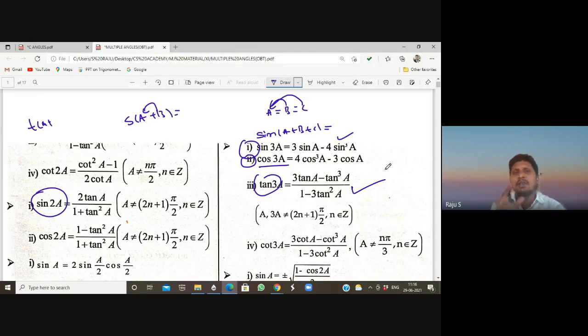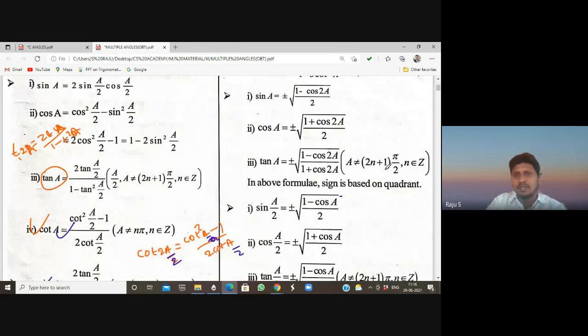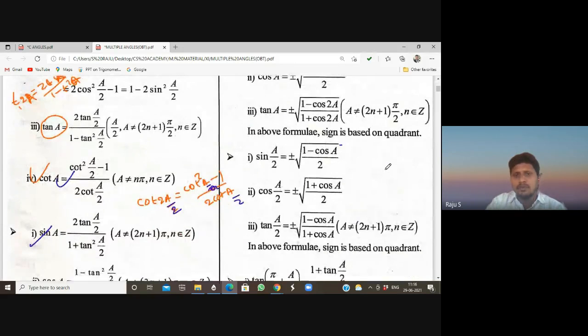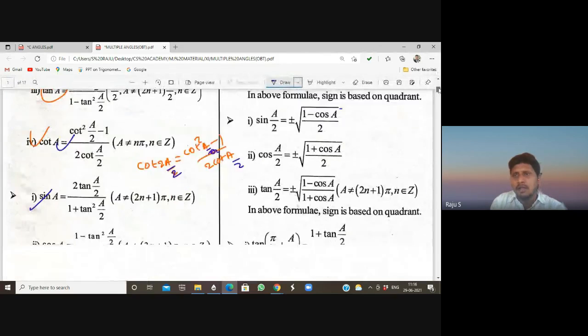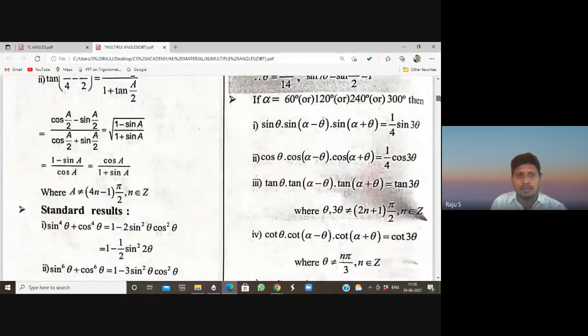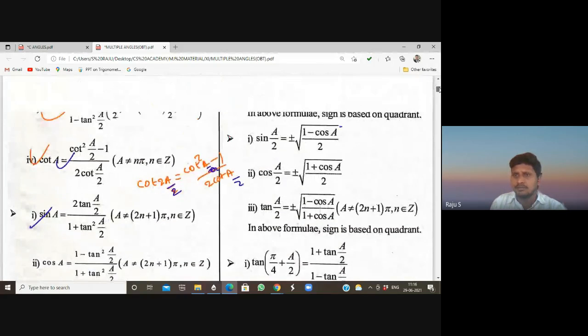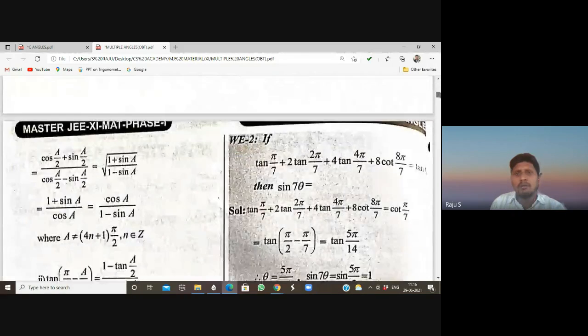Okay, if you remember the compound angle formulas, almost we will get the multiple angles. In the same way, cot 3A. Some students might think, sir, this many formulas are there, how can we remember? It's not like that. The questions are very easy, so no need to remember all these formulas.